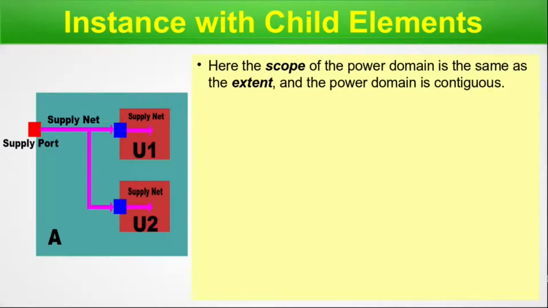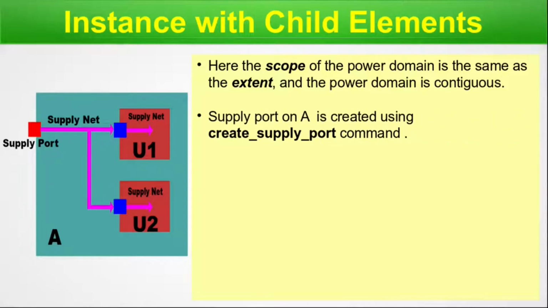Here, the scope of the power domain is the same as the extent, because one is the namespace, that is at which hierarchical level, and the other is extent or range. So both are the same, and both the power domains are neighbors, that is, contiguous. The supply port on A is created using the create supply port command. So the red supply port at the outer periphery is created with the create supply port command. And generally, if it is a top level, this will be connected to the ADIO ring in the actual chip.